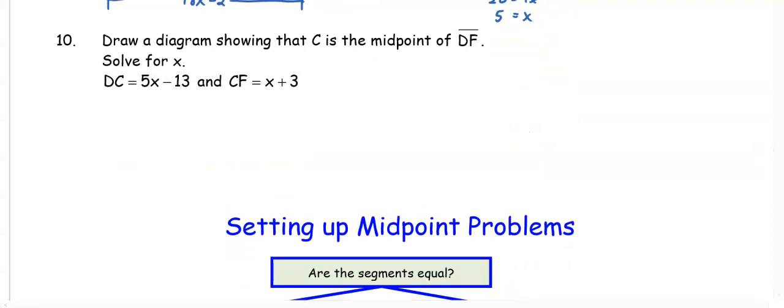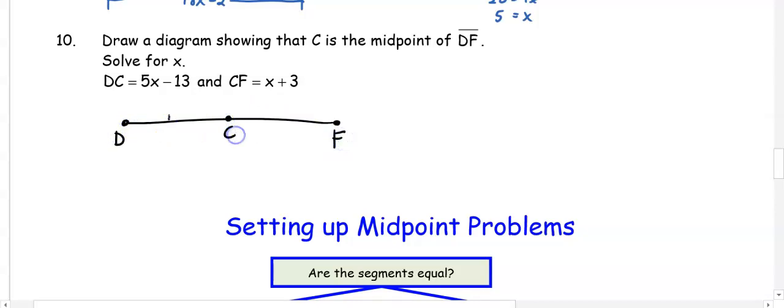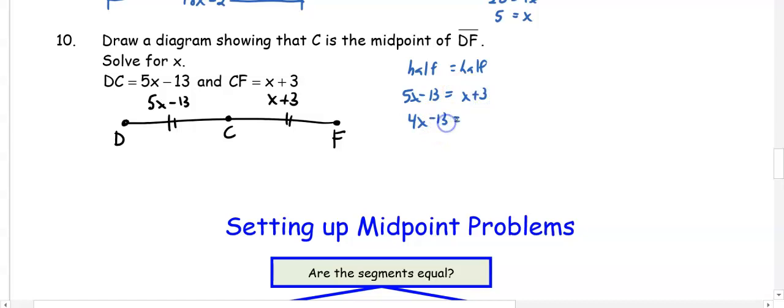In number 10, when we draw a picture, C is the midpoint of DF. So we have D and F as our endpoints. C is in the middle, so we can mark those two congruent. As soon as you know it's a midpoint, we're going to mark congruency on that picture. So DC is 5x minus 13. CF is x plus 3. We know this time that they're both half the line, so a half is equal to a half. So we have 5x minus 13 is equal to x plus 3. 4x minus 13 equals 3. 4x equals 16. So x is 4.